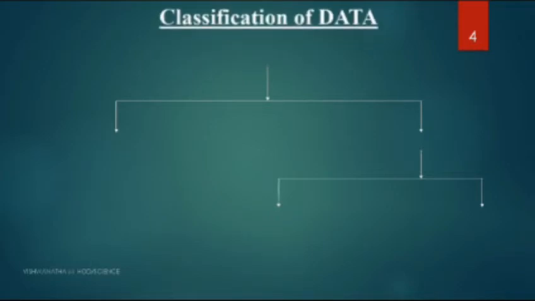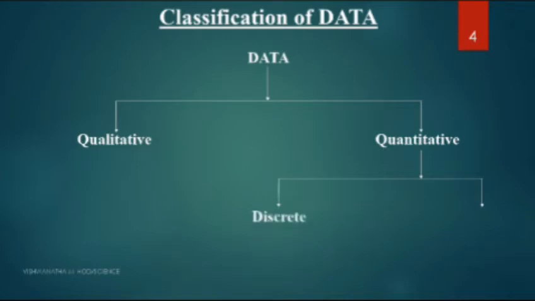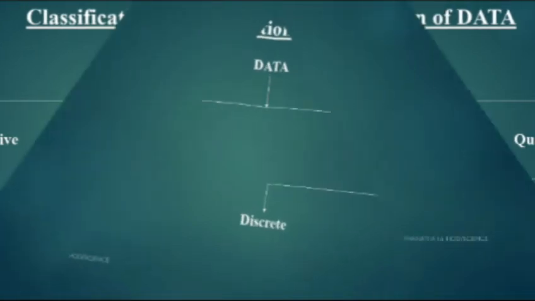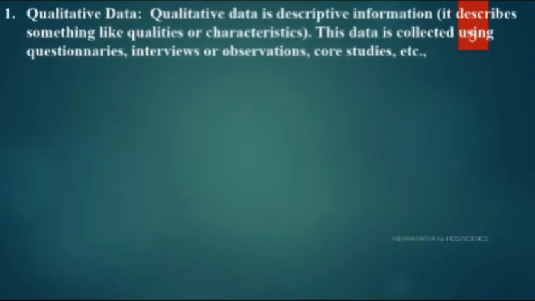Now what is the classification of data? Data can be classified into two types as we have already said: qualitative data and quantitative data. And again, quantitative data is divided into two types: discrete data and continuous data. This is how we can classify the data, and now we will discuss them one by one.